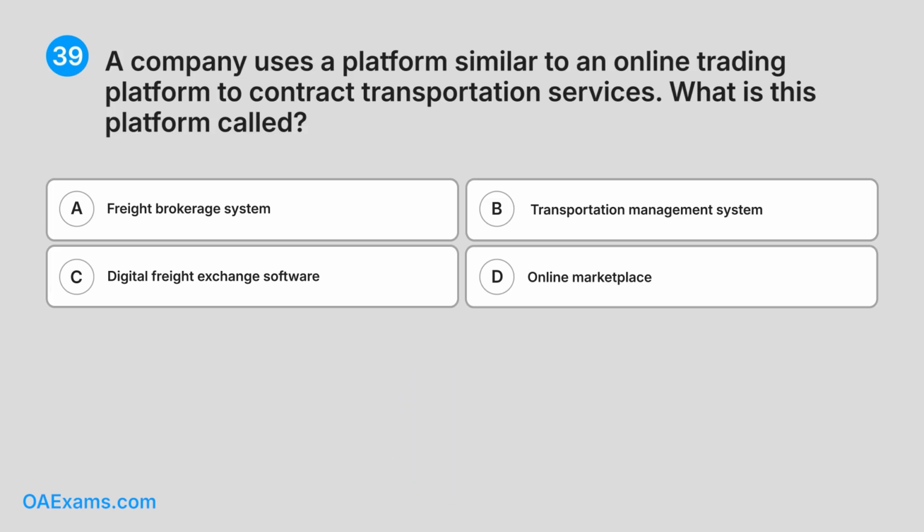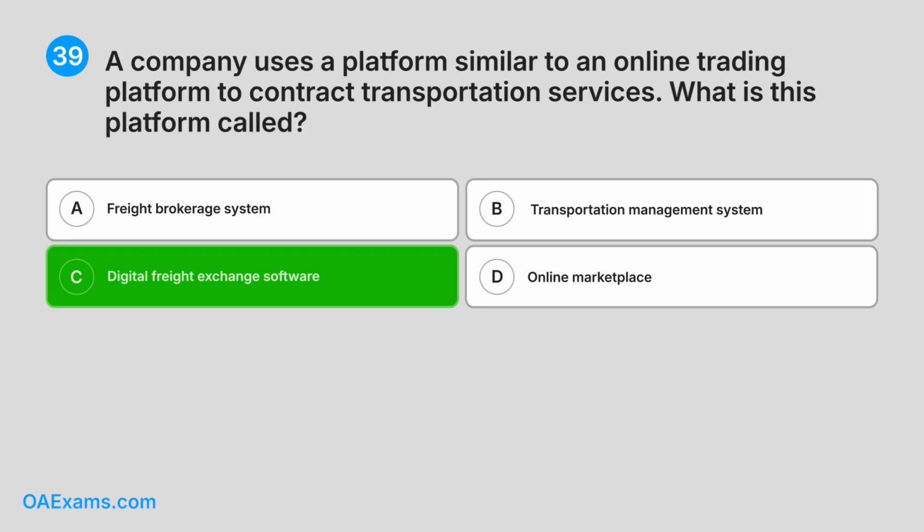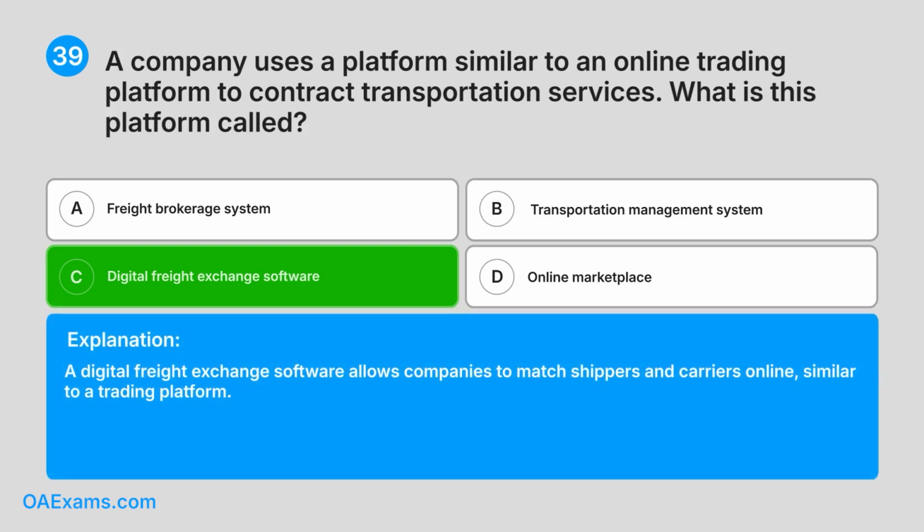Correct answer. C. Digital freight exchange software. Explanation. A digital freight exchange software allows companies to match shippers and carriers online, similar to a trading platform.